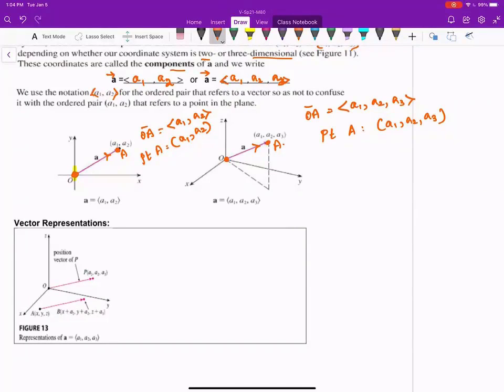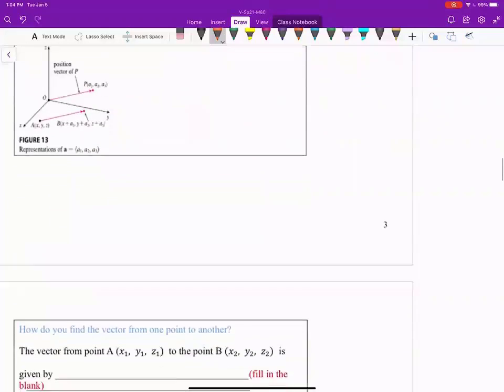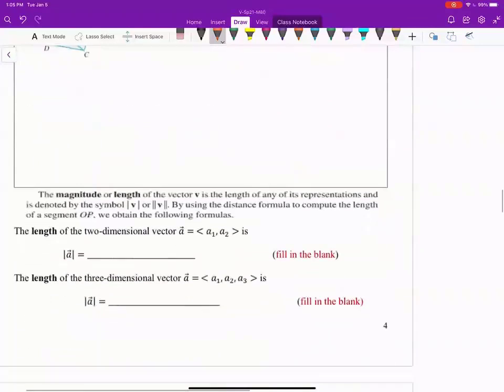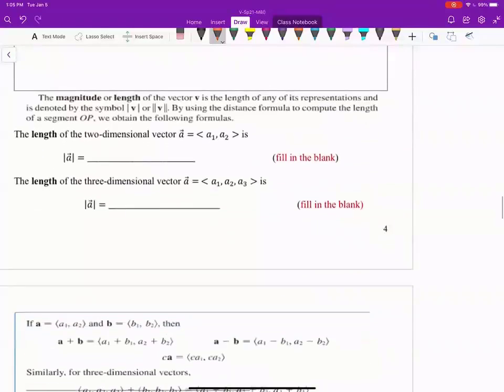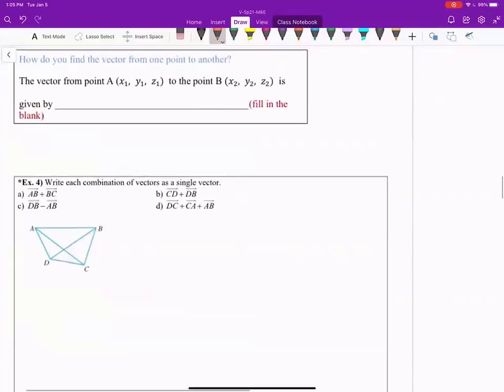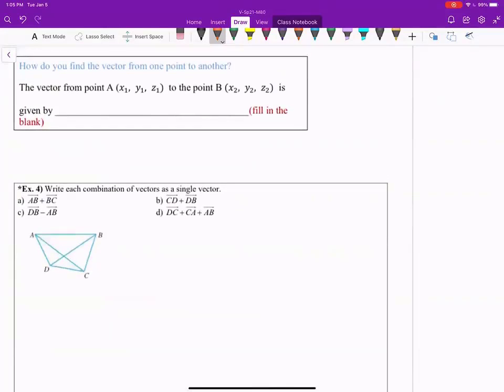Please watch the next part of the concept video for this section, where I will continue with this material: vector representations and other things, some problems on magnitude and length. All this material will be covered in the next part of the video for this section, which is called part B.